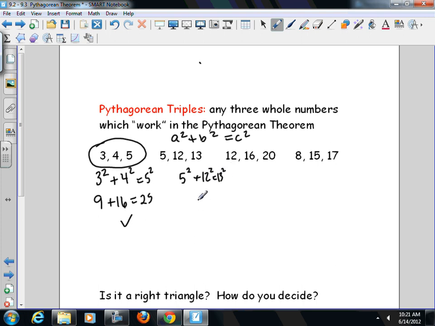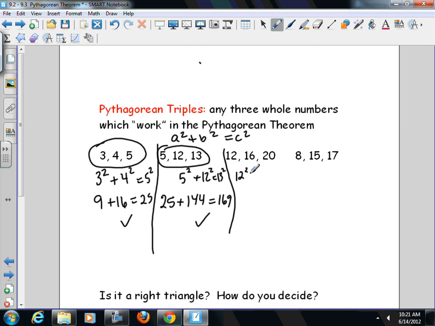Let's draw a line down through here. Okay, so we've got 25 plus 144. Does that give you 13 squared of 169? And it sure does. So yes, 5, 12, and 13 are Pythagorean triples. This next one, 12 squared plus 16 squared. Does that give you 20 squared?